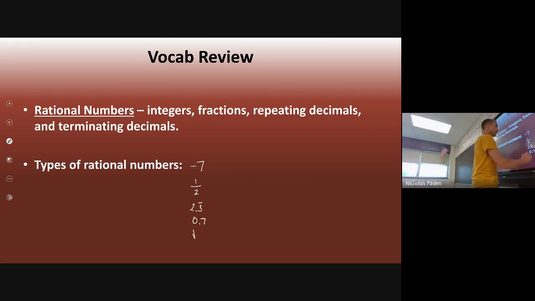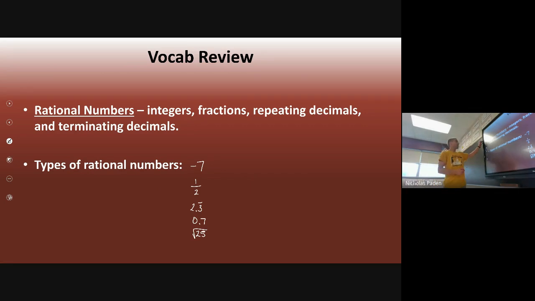Or remember, like we talked about the week before, the square root of 25, which is 5. So those are all different ways that you're going to see a rational number written. And remember, they can be positive or they can be negative.